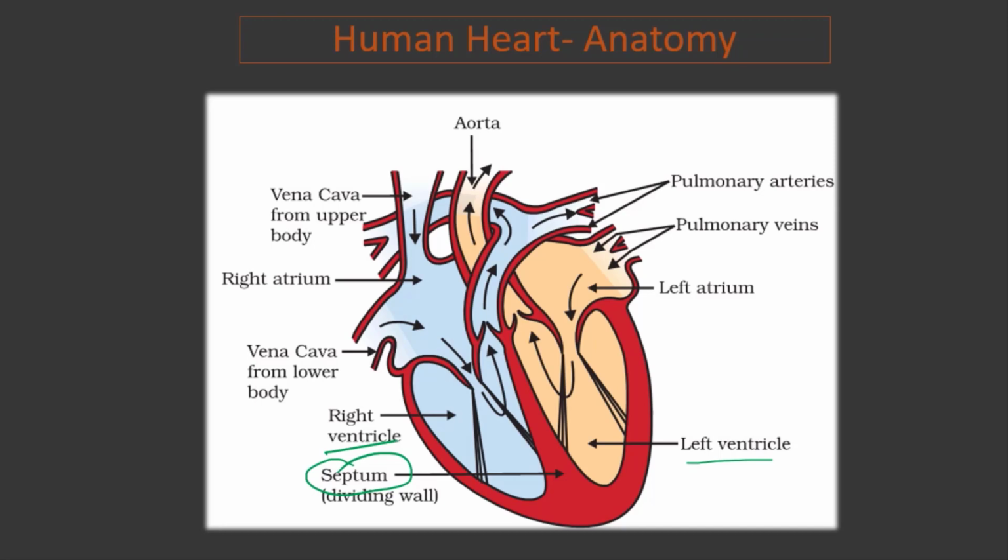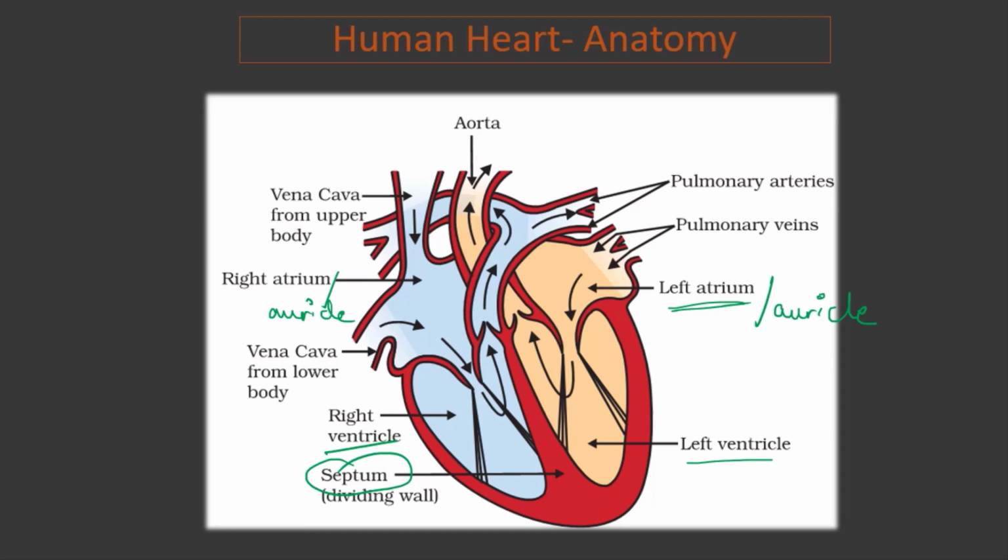Now on the top side, we have the left auricle, also known as the left atrium. Let me write that down. It is also known as left auricle. And this side you have the right atrium, right auricle.